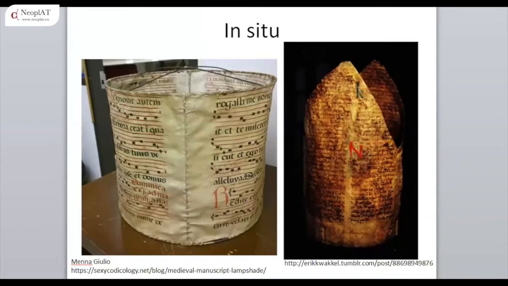Another big category for us in fragments is in situ. Now we're getting towards the idea of fragmentation and why people are taking books apart.